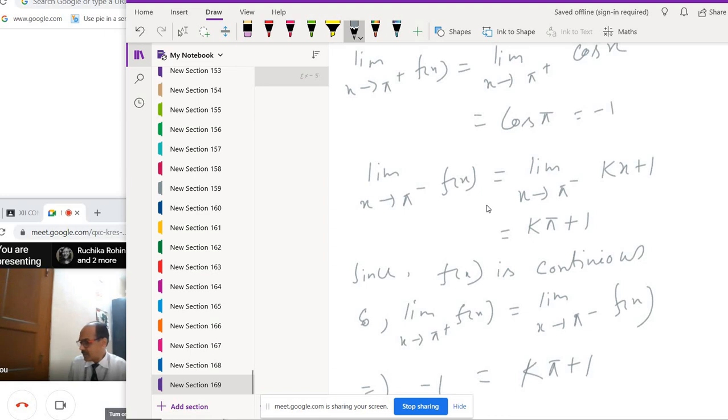Question 29. f(x) equal to kx plus 1 if x is less than or equal to 5, and 3x minus 5 if x is greater than 5, at x equal to 5. The point is x equal to 5. Find the value of k when f(x) is continuous.